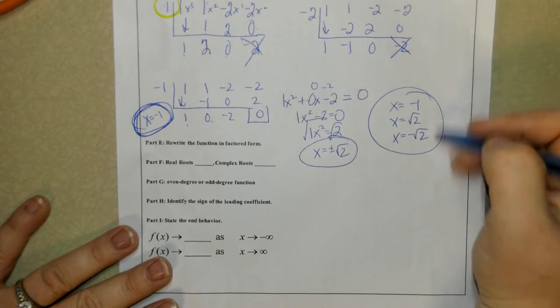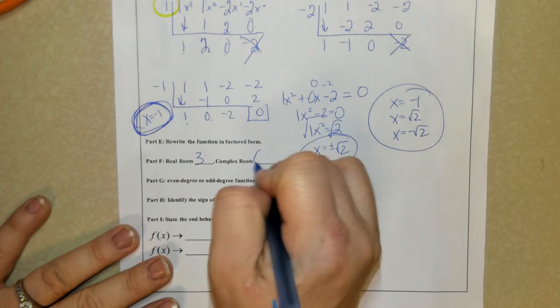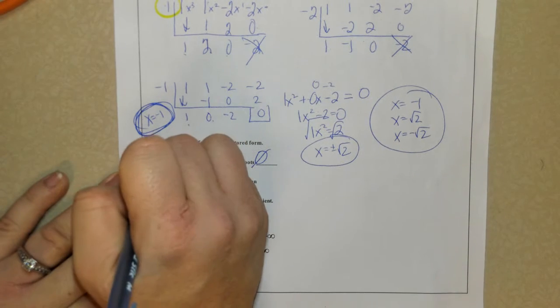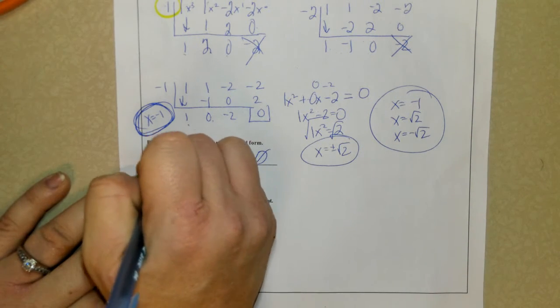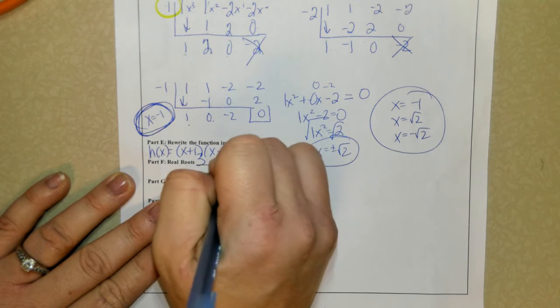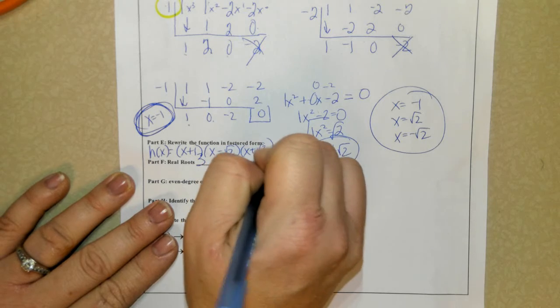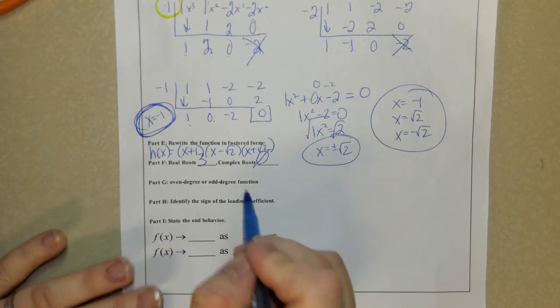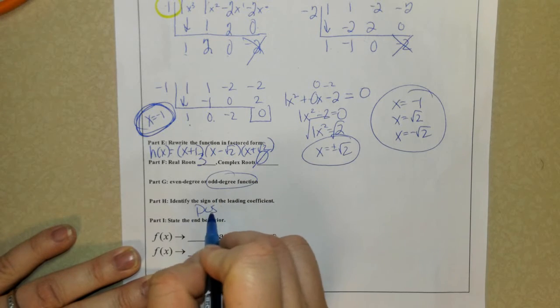None of these answers contain an I. That means I have 3 real roots and 0 complex. Factored form: H of x equals x plus 1, x minus radical 2, x plus radical 2. This is an odd degree with a positive leading coefficient.